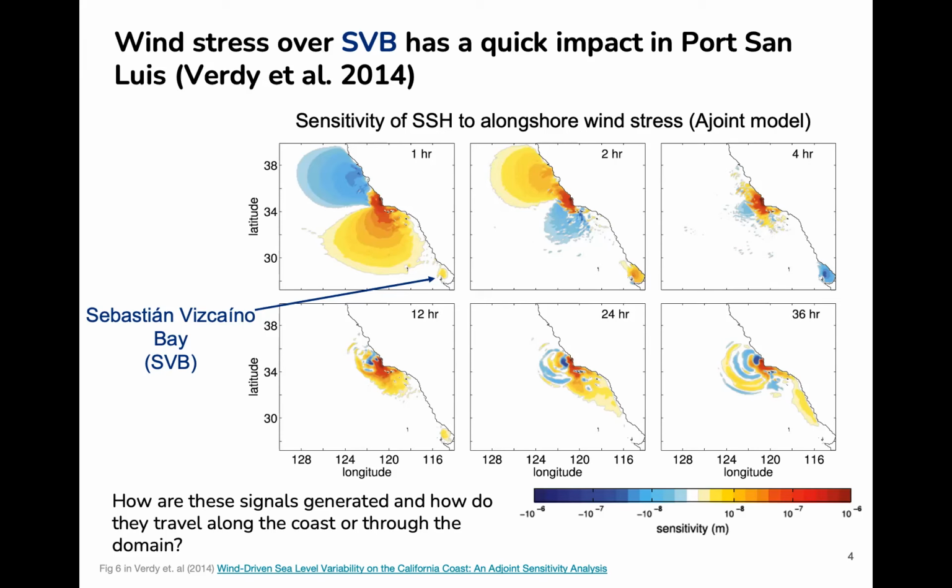And it was not only 12 hours. I mean, they also saw it a couple of days after too. And so what I'll try to show you today is how we tried to solve this mystery, and how these signals are generated, and how they travel along the coast and through the domain.